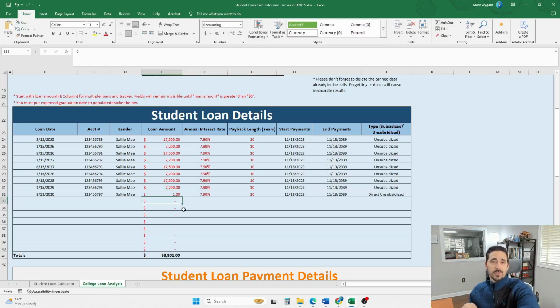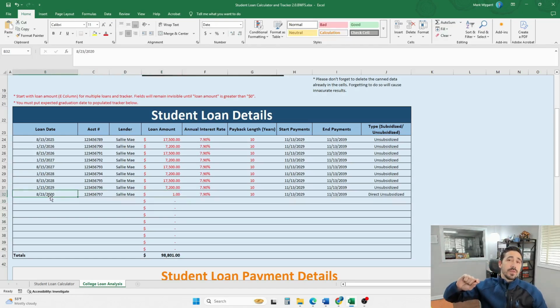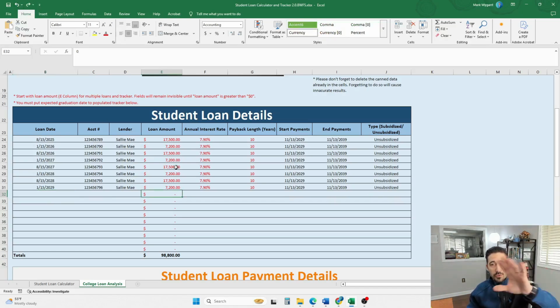now I get to use this whole tab. You can edit things like your account number. Your loan date is very important because that will determine how much interest you accrue that gets capitalized at the end of the loan, or how much interest you pay during your time in school if it's an unsubsidized loan. We'll go through what all that means here in just a second. I just want to show you how to use this tab first.